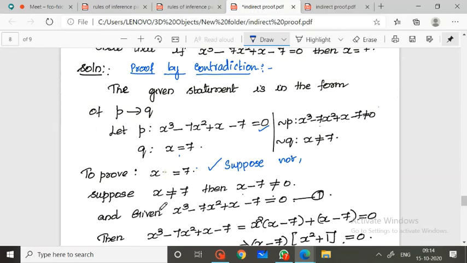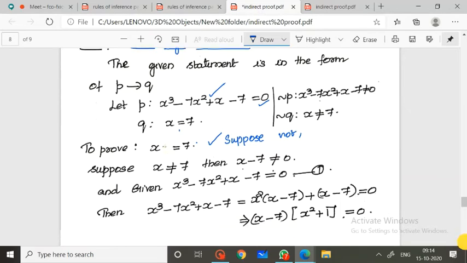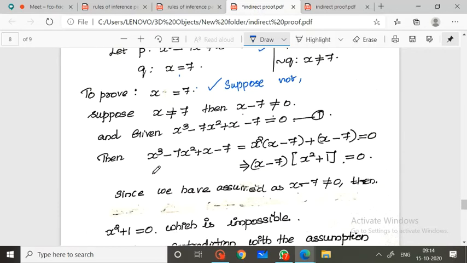Given that x cube minus 7x square plus x minus 7 is equal to 0. In this statement, I am taking x square outside commonly from the first two terms, so that it becomes x minus 7. The next term is x minus 7. From this, let me take x minus 7 outside, so that you will get x square plus 1.